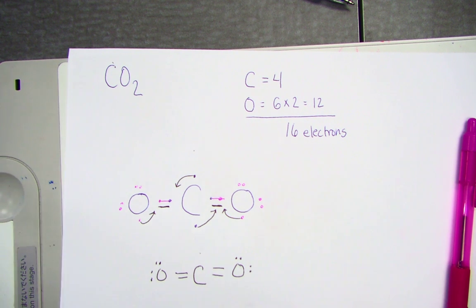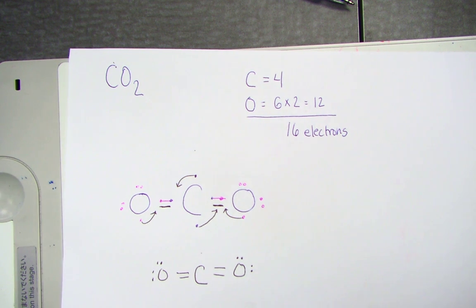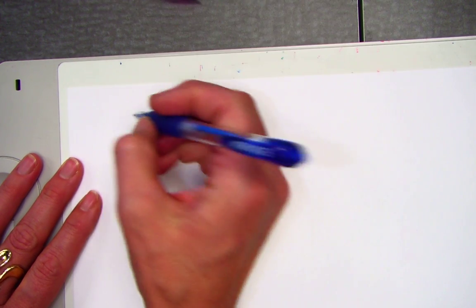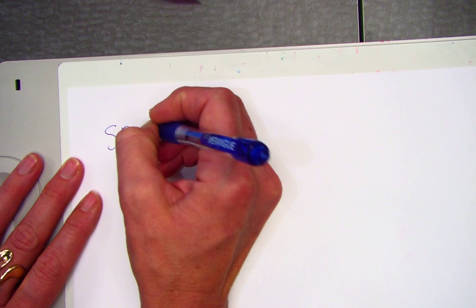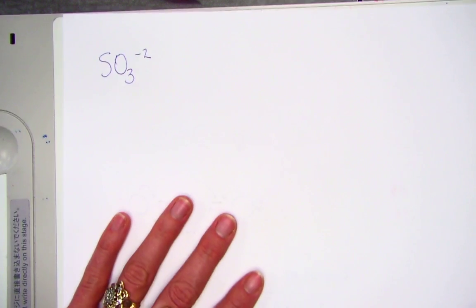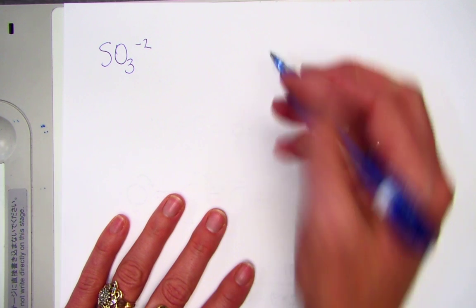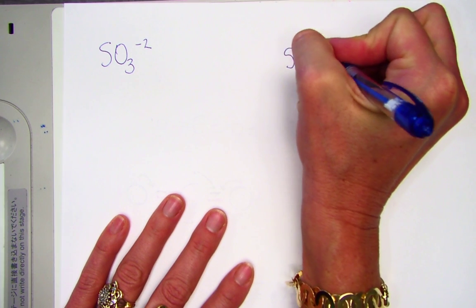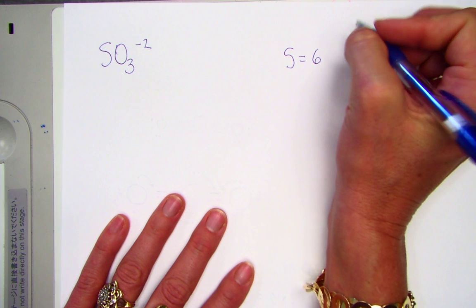Let's try a polyatomic ion. Let's try building sulfite. I'm just randomly selecting to give us some practice. SO3 minus 2, sulfite, polyatomic ion. Again, just tabulating how many electrons we have total. Sulfur lives in group 6A. It will contribute 6 electrons.